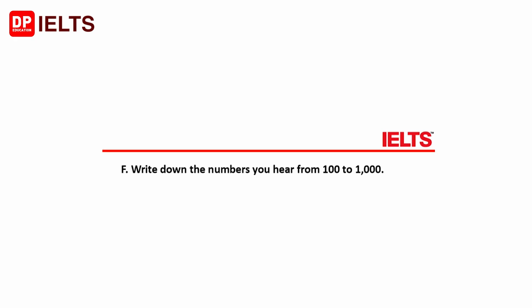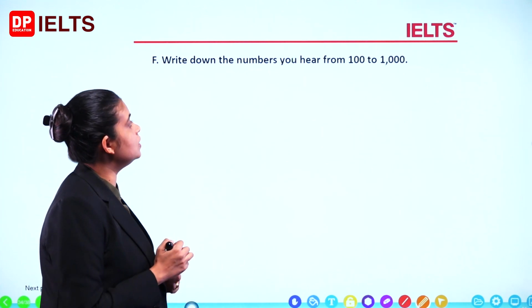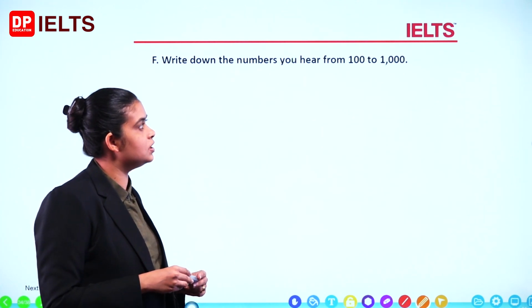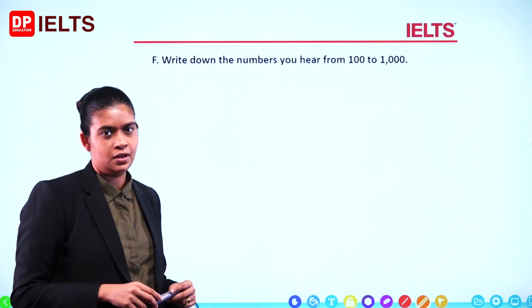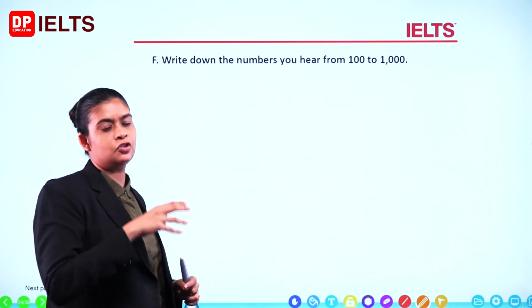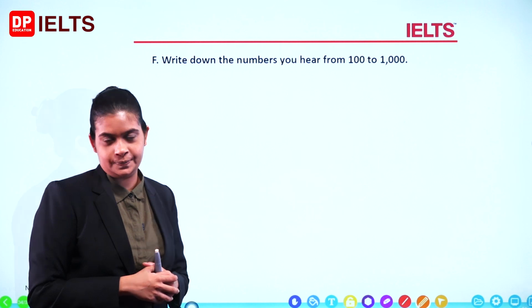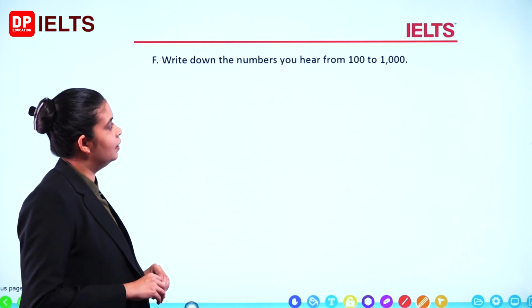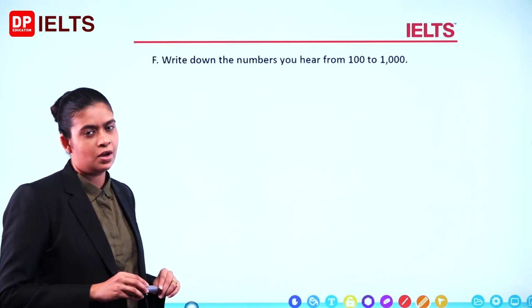All right, so now you're going to write down the numbers. Now first we were listening to numbers between 1 to 100. Now you're going to listen to numbers between 100 to 1,000. So randomly there would be some numbers. You need to listen and jot down the numbers that they're telling you. Right, so remember, you're going to hear the audio once only.